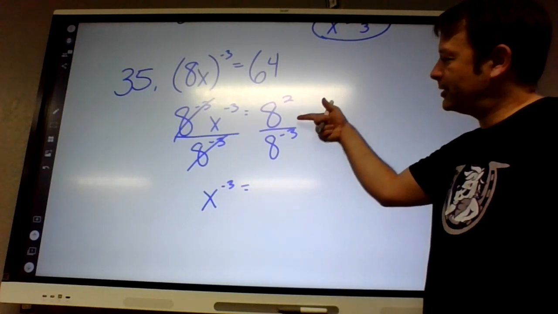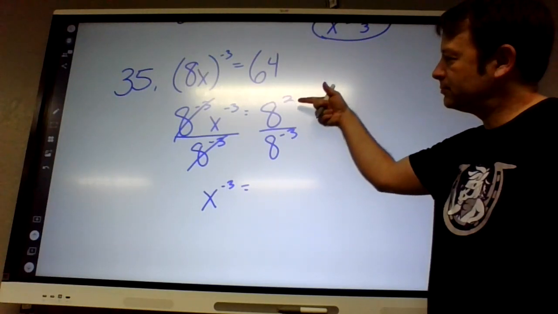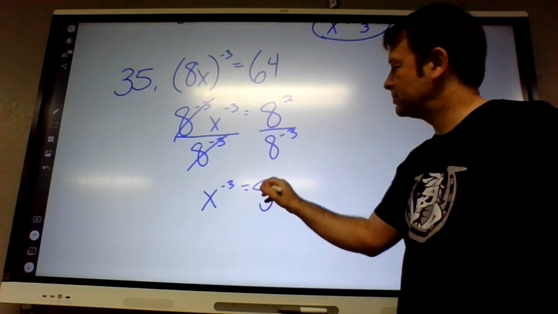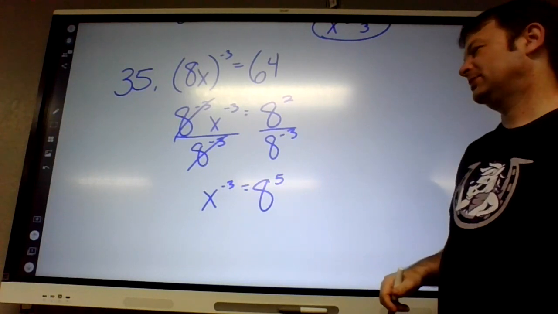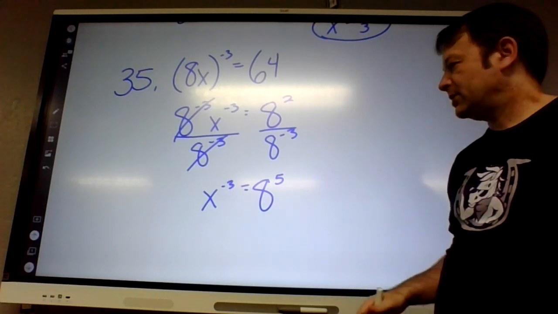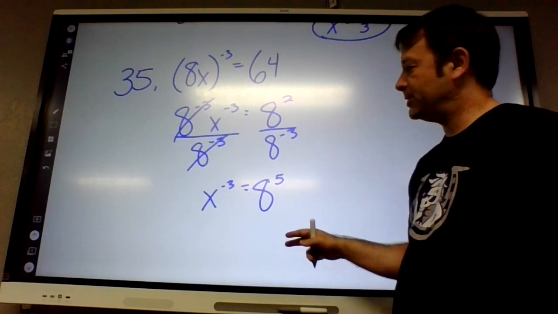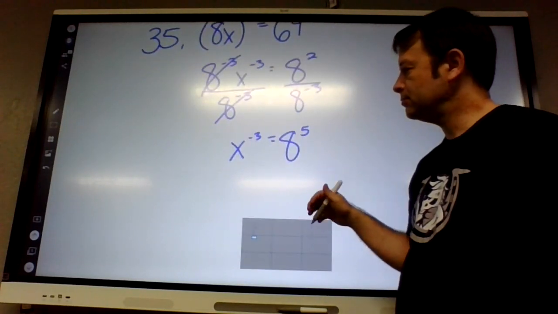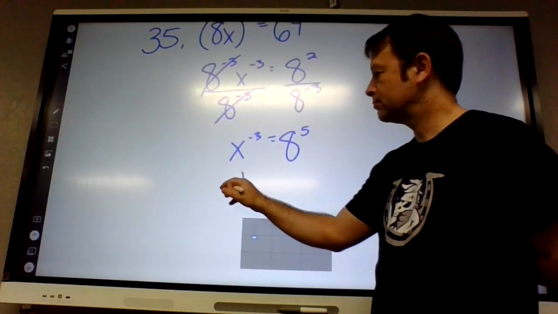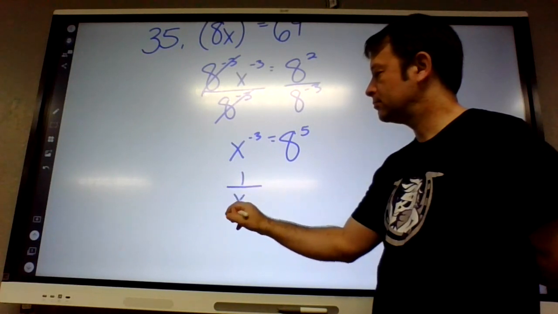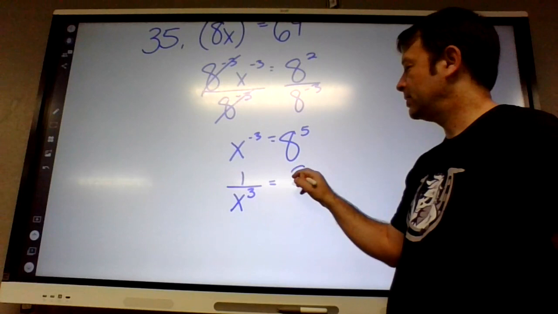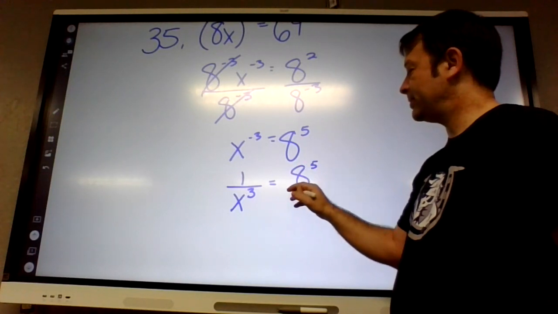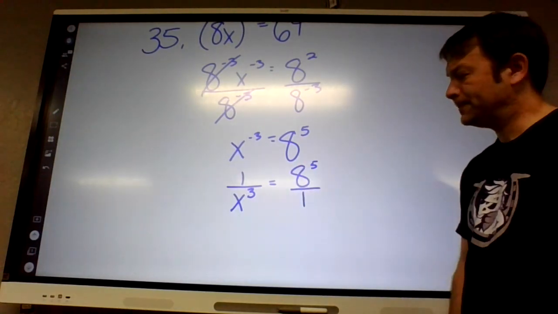What will this be over here? 8 to the 5th. 2 minus negative 3. Okay, what's x to the negative 3rd mean? It'd be like 1 over x to the 3rd. And this is like 8 to the 5th, you could say over 1.